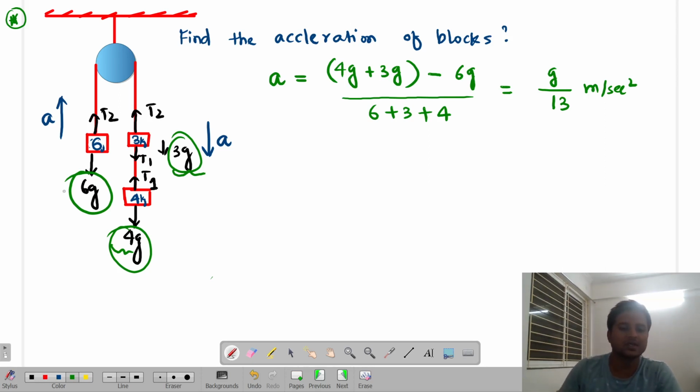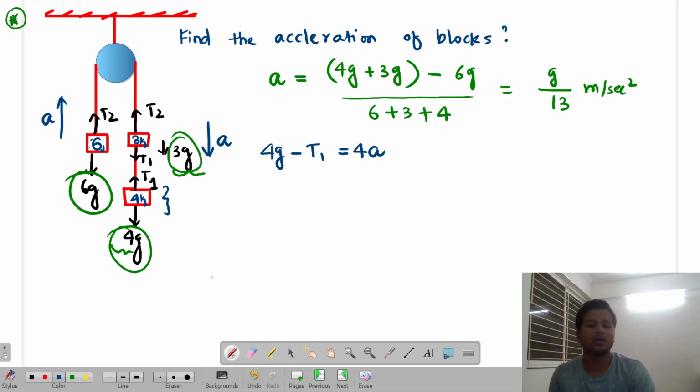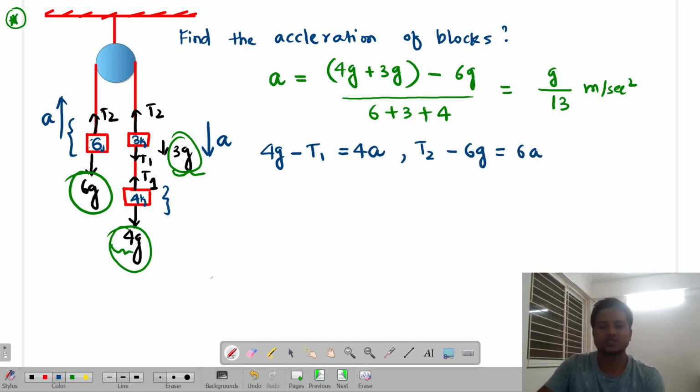Now, if you know the acceleration, calculating T1 and T2 becomes too easy. I can write the equations. If I want to write the equation for T1, look at the 4 kg block. 4 kg is getting pulled by 4g, so 4g minus the opposing force, tension T1, is equal to 4 into acceleration a. Similarly, to find T2, I can write the equation: the pulling force of the 6 kg block is T2 minus 6g equal to 6a. Are you able to get me or not?